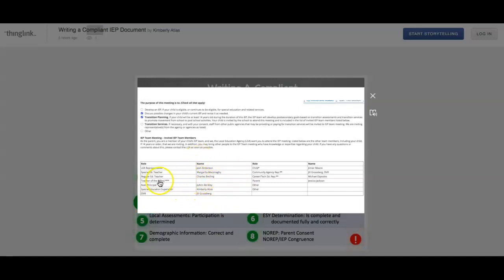On this invitation, you'll see that Mr. Breeling was invited and Mr. Esposito was invited as the CTE representative for the school. And that is very good practice. You also must make sure that you are checking transition planning.